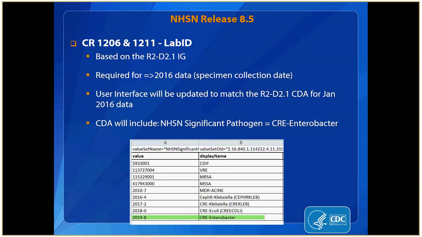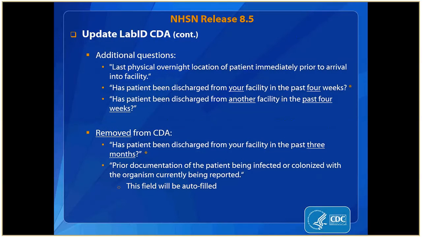The CDA includes the NHSN significant pathogen, the CRE Enterobacter. I know it has existed in the user interface, which caused some confusion, but now it will actually be in your CDA, and you can import it. The CDA also includes additional questions: last physical overnight location of patient immediately prior to arrival into facility, has patient been discharged from your facility in the past 4 weeks, and has patient been discharged from another facility in the past 4 weeks?